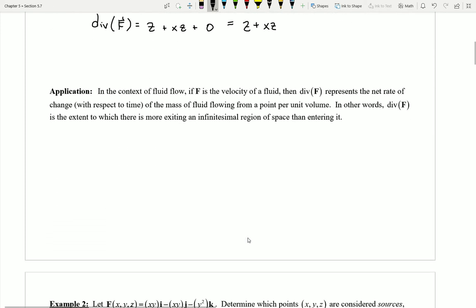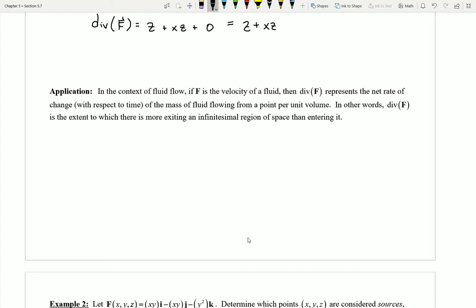Here's the application. In the context of fluid flow, which we talked about in the last section with flux, if F, the vector field, is measuring the velocity of the fluid at any given point, and of course its direction as well, then the divergence of F represents the net rate of change with respect to time of the mass of fluid flowing from a point per volume. In other words, the divergence of F is the extent to which there is more exiting an infinitesimal region of space than entering it.